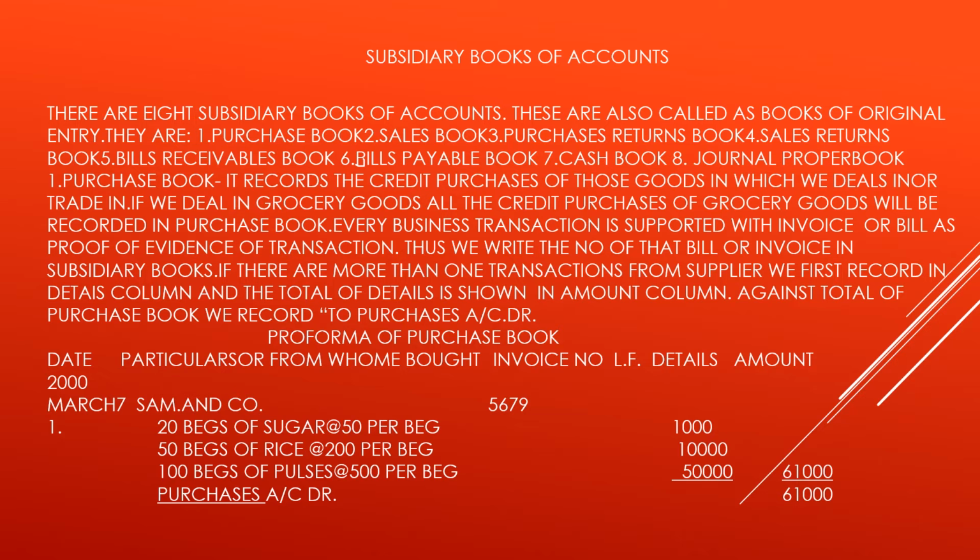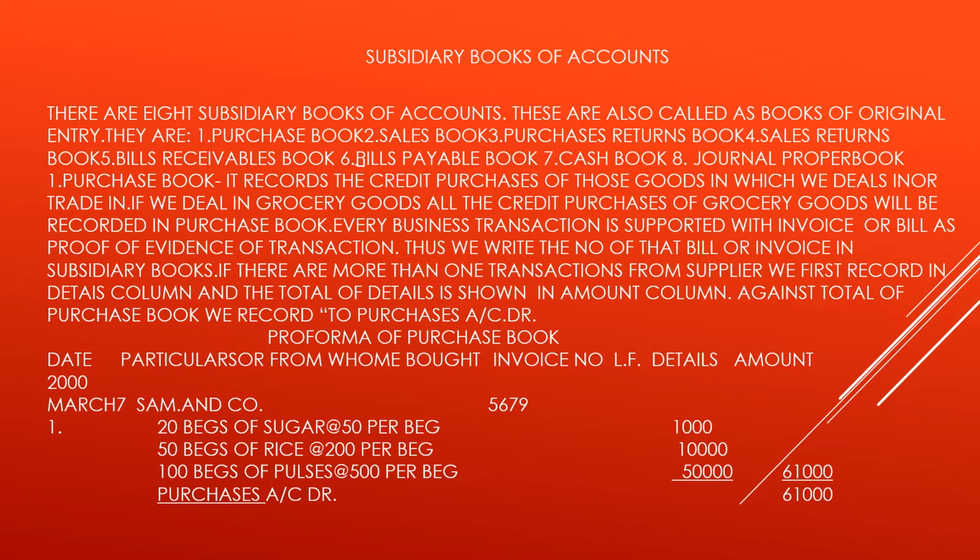Now we are giving you the pro forma of purchase book. The first column is of date, second column is purchases or from whom bought, third is invoice number, fourth is ledger folio, fifth is details, and the last one is amount.